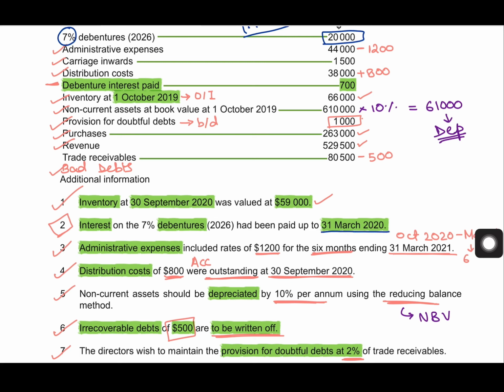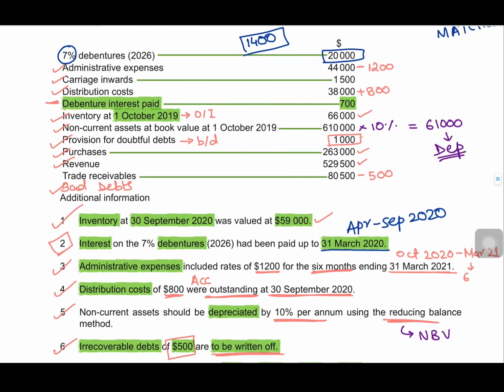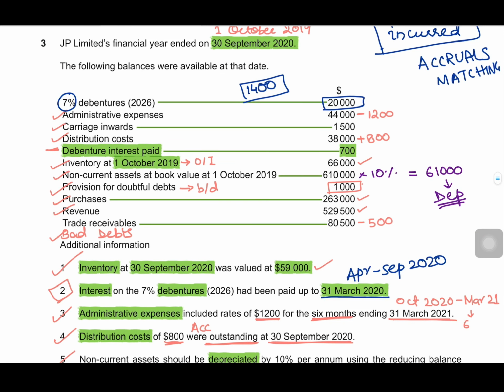So this means that how much is accrued from April till September 2020. April, May, June, July, August, September, 6 months interest has been accrued. That is why only half is paid and half is yet to be paid. But please don't make this mistake that you take 700 in your income statement. No, because the full expense will be taken in the income statement.